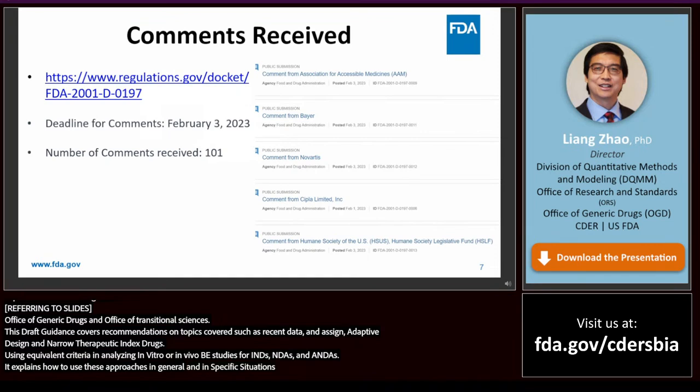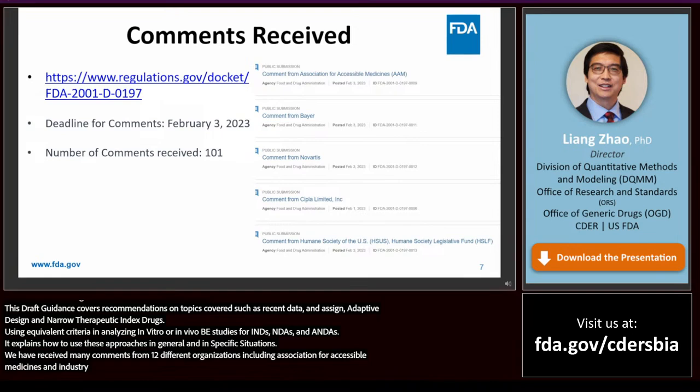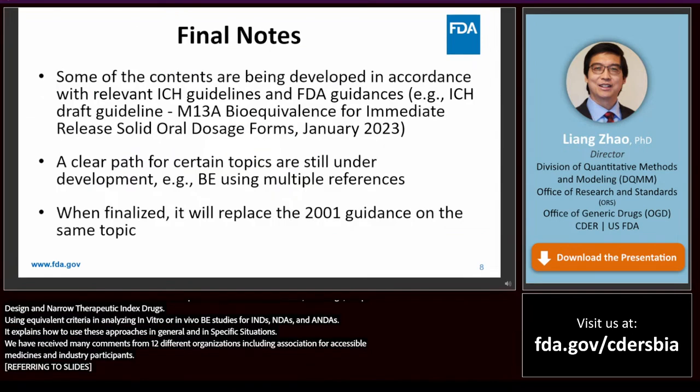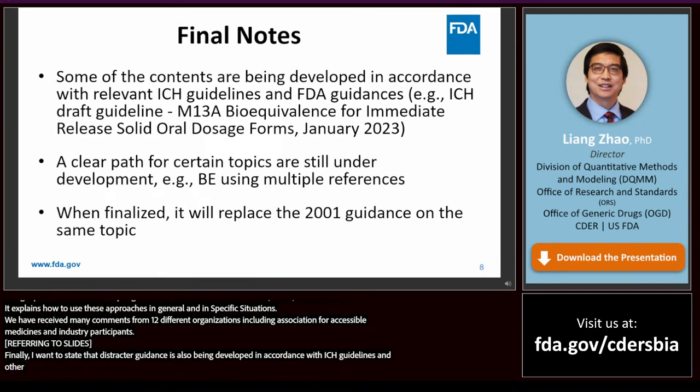We have received a total of 101 comments from 12 different organizations, including AAM and stakeholders in industry. We thank all of you for your constructive comments, and we will address each of them with our dedicated effort. Finally, I wanted to state that this draft guidance is also being developed in accordance with the ICH guidelines and other FDA guidances. However, the clear path for some topics, like bioequivalence using multiple references, is still under development. The finalized content will replace the 2001 guidance on the same topic.